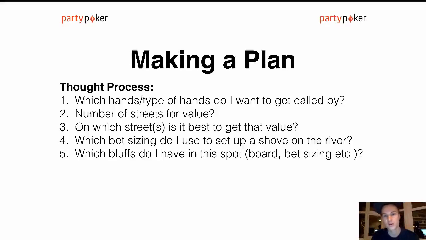Basically, which draws, which semi-bluffs can I have in this spot, how big would I bet with those, and then play your value hands the same way. If you're up against a very weak player, there's no point considering balance.